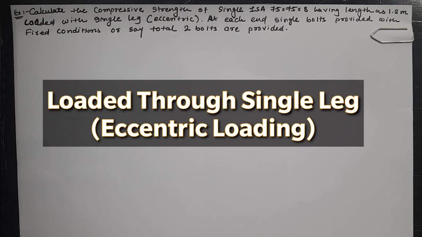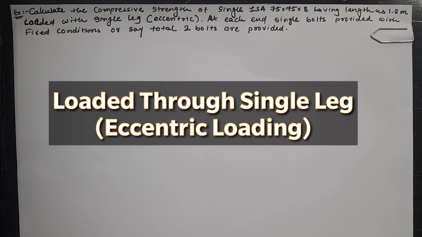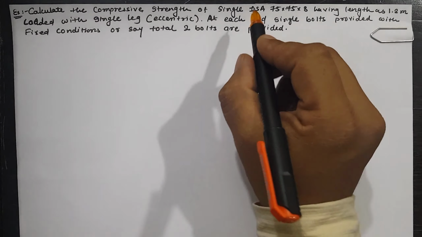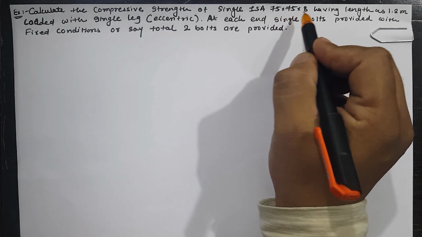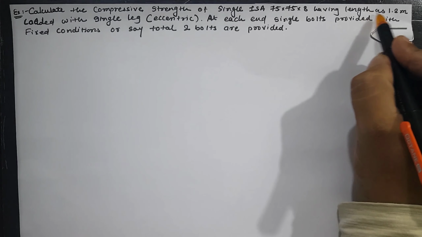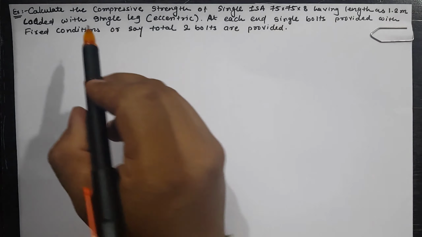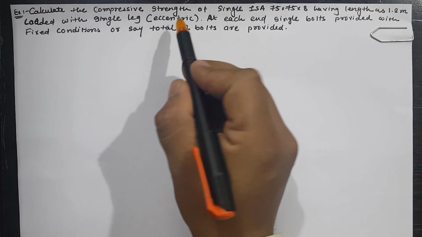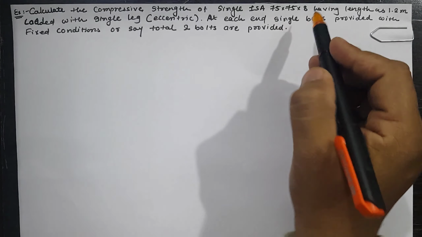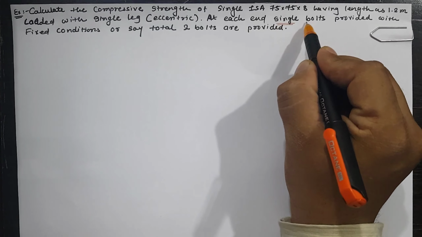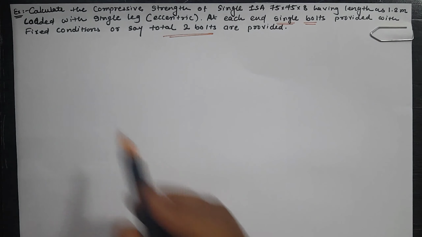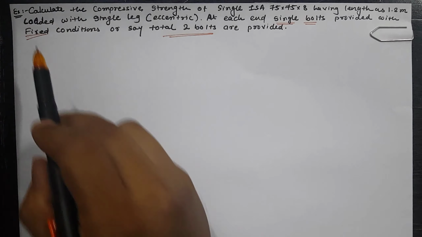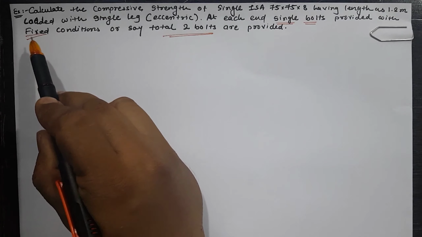Today we are going to learn how to calculate the compressive strength of an Indian Standard Angle section with single leg loading. It means eccentric loading. We have a single ISA 75-75-8, an equal angle section with an overall height of 1.2 meter, and eccentric loading is given. At each end, single bolts are provided, so a total of two bolts with fixed condition. From the fixed condition, we will have the effective length.